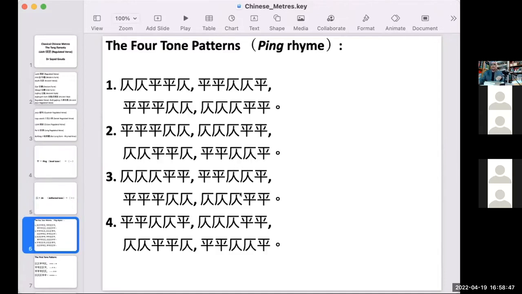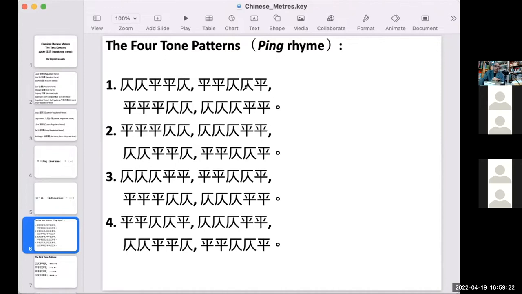There are some patterns according to these four tones. Remember that these four tones were not used in poetry before the Tang Dynasty. Only beginning from the Tang Dynasty, these four tones got more important, and the rhythm of poetry was based on the regulation and the variations of these tones of ping and zi. So these are four formats, four patterns for the ping rhyme.